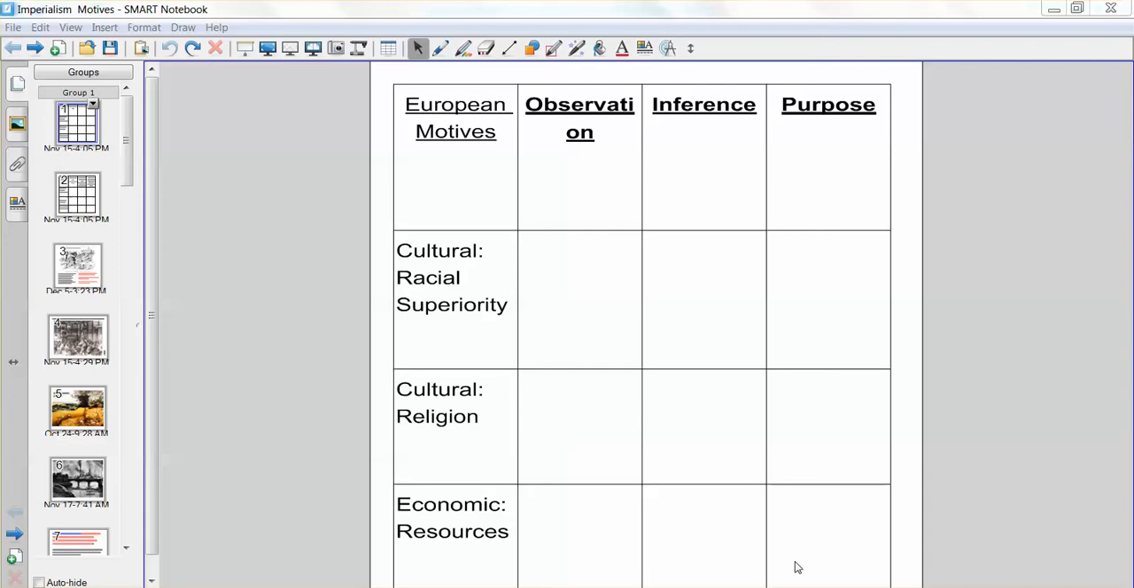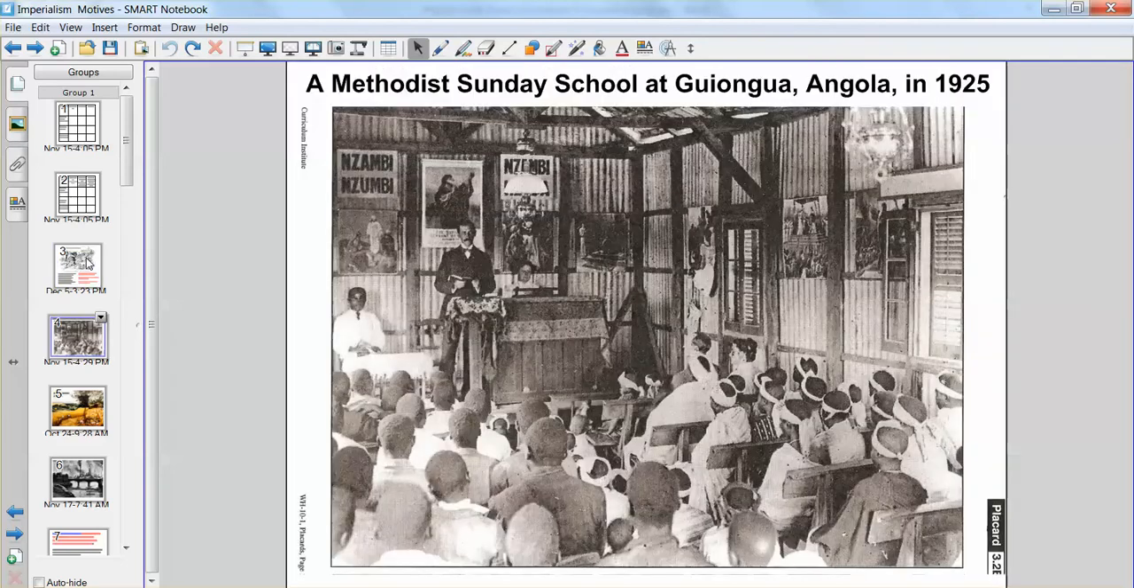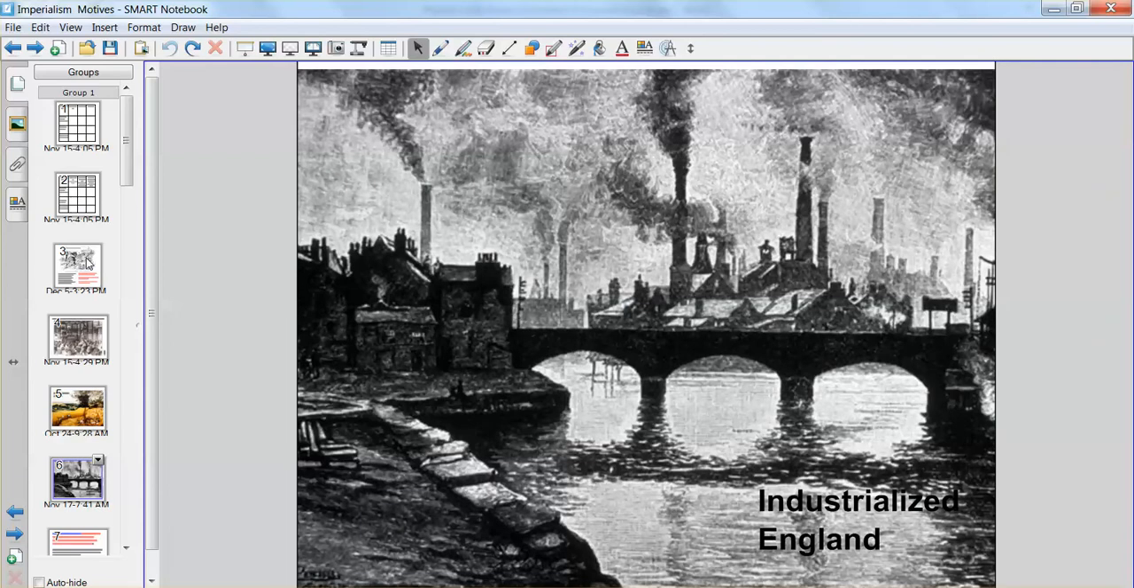Abasian here. Today we're going to talk about Imperial motives, the mini essay, and how you're going to go about setting that up and writing this out. So right now I need you to get out your notebook, open up to your European motives chart that you have completed with the questions on the back that dealt with your three primary sources: the White Man's Burden, the Methodist school, and the video you watched on the Olympics with the pre and post industrialized England.